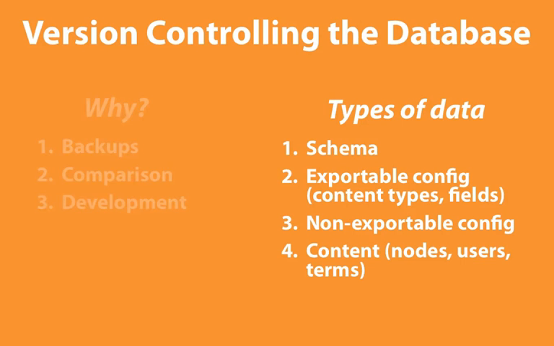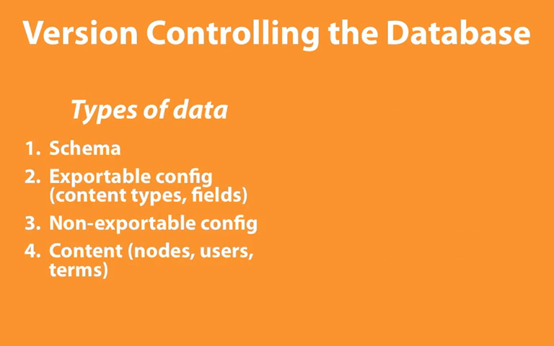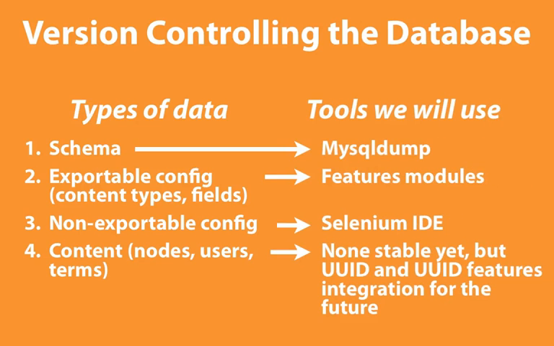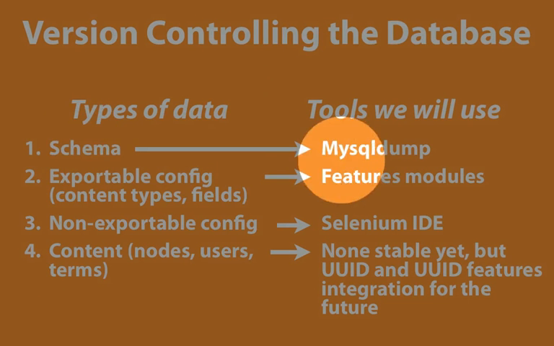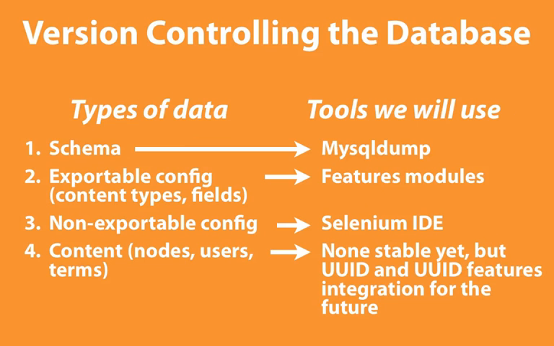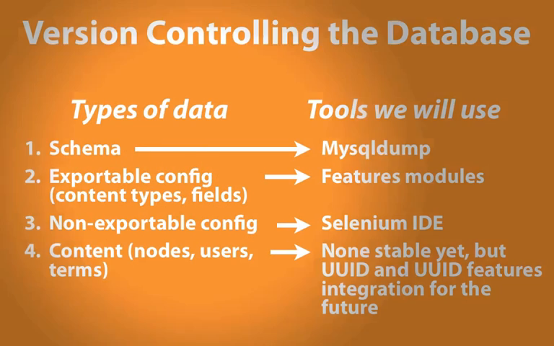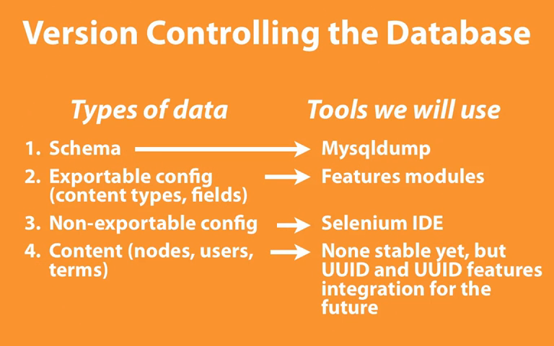Really quick, let's go ahead and talk about how these different types of data inside of the database are managed in version control. I already mentioned a couple of solutions. So first of all, for the schema, which again is the tables, we simply use a command line tool called MySQL dump, and you can also use a visual tool like phpMyAdmin in order to export all of the tables and the structure of each column inside of those tables. And for exportable configuration, we're going to use the Features module that I just talked a bit about.